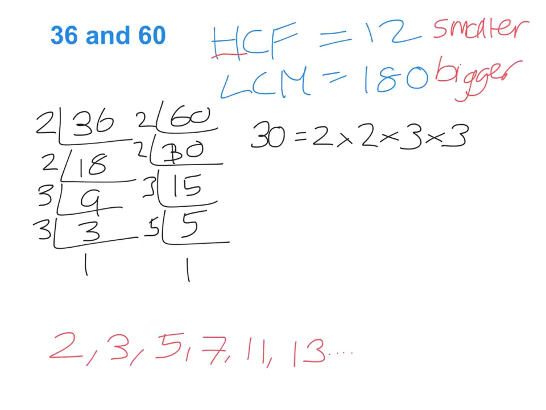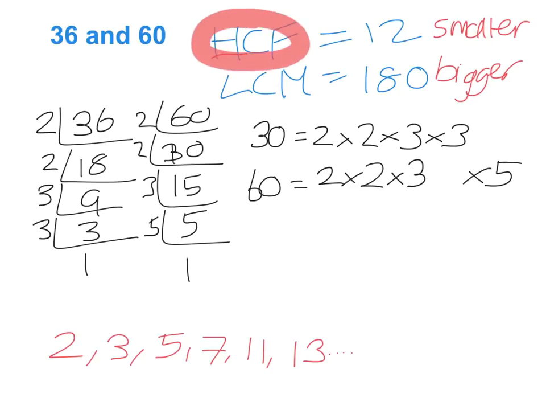We do the same thing for 60. So 60 equals 2 times 2 times 3 times 5. Now, to get the highest common factor, first of all, what we're going to do is look for pairs of numbers that appear in both 30 and 60.